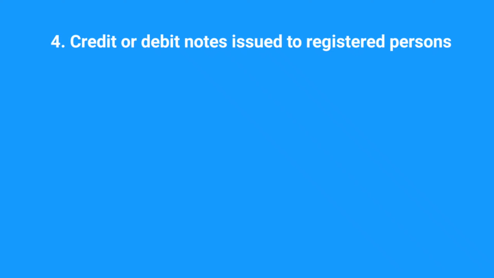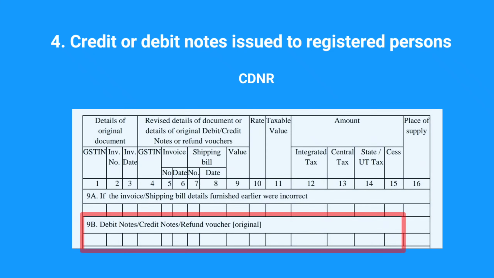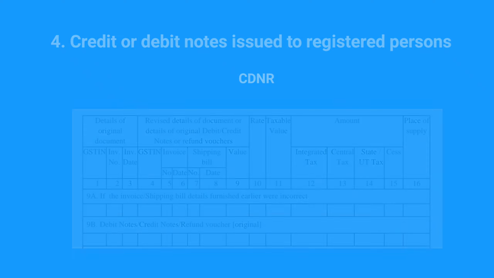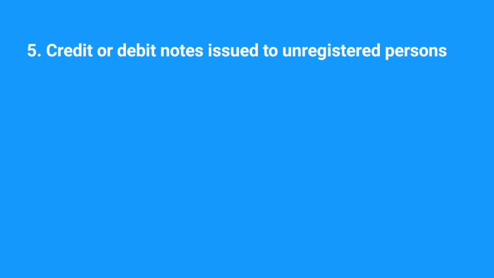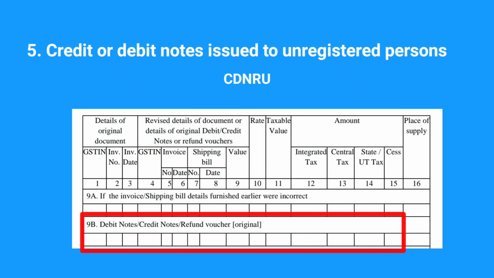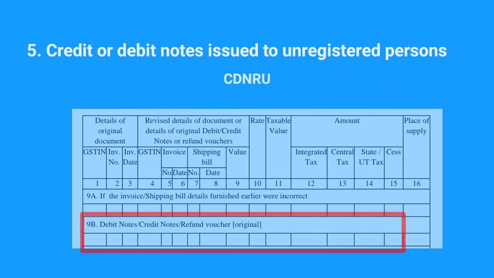Next, credit or debit notes issued to registered persons. The document code will be CDNR. Table 9B of GSTR1 gets auto-populated with these details. Credit or debit notes issued to unregistered persons. The document code is CDNUR. Table 9B of GSTR1 gets auto-populated with these details.